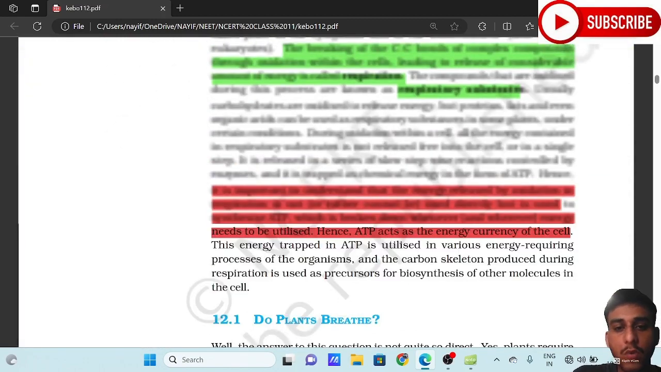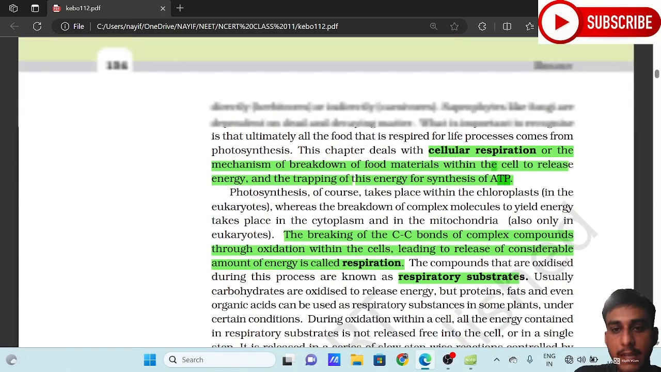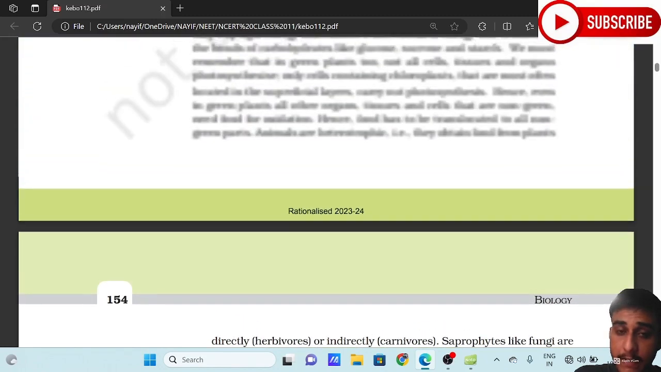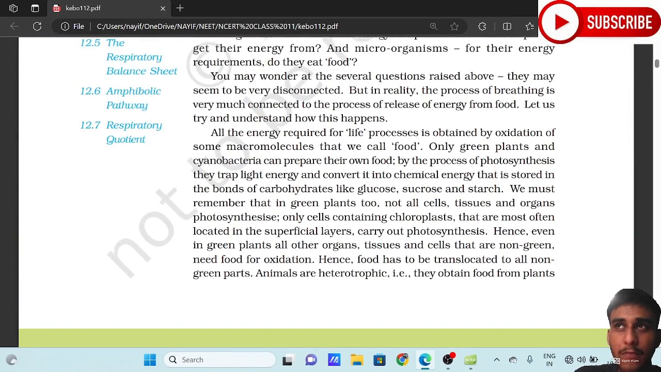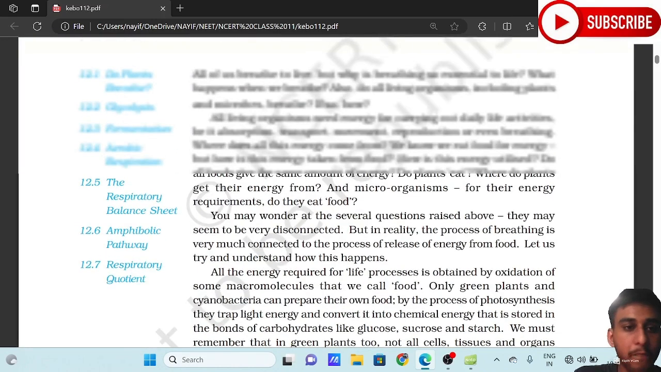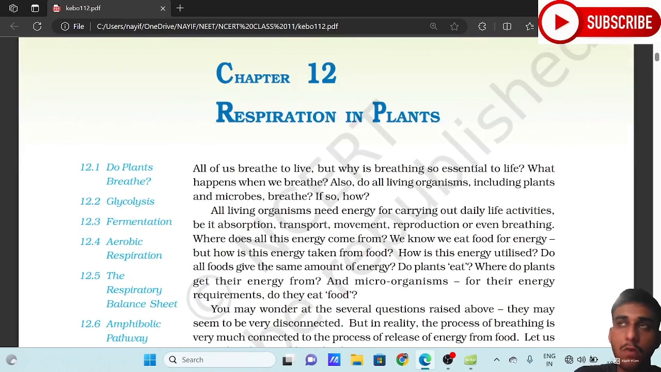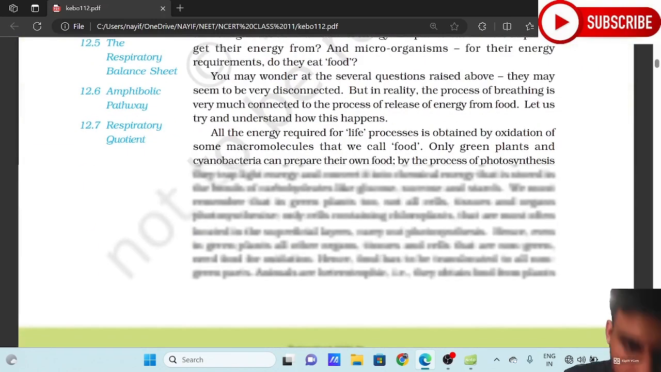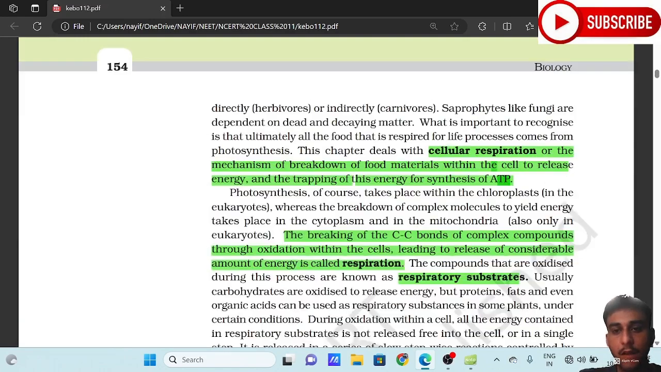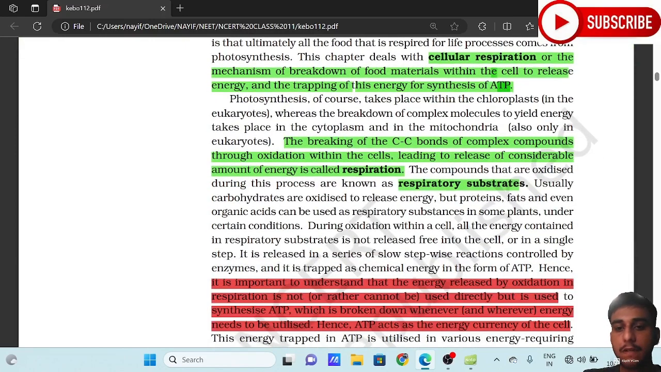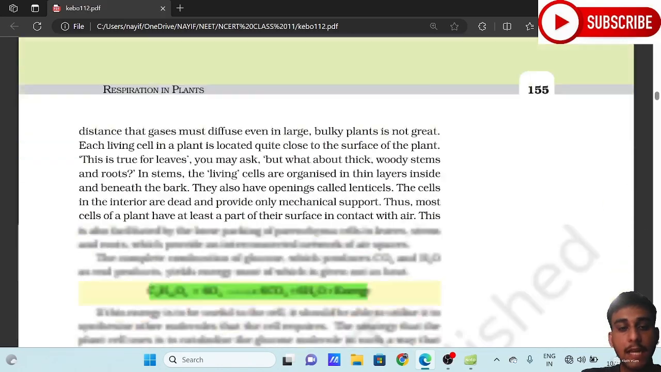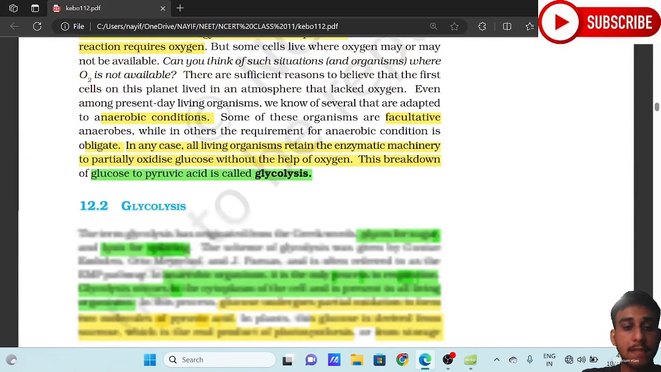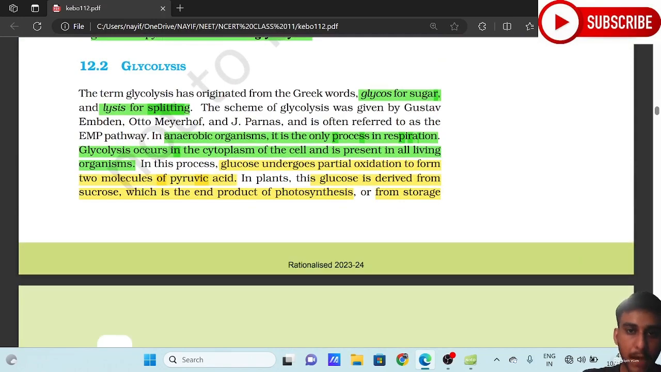Actually, you need to read your textbook for basic understanding. First, you should understand the class, then go for your textbook. Some people may find it difficult if they first go and read the textbook. So it is better you make some basic understanding about the chapter and then go to the text. Okay, these are some definitions. Now I'm directly going to the process of glycolysis, then we can come back to the definitions.